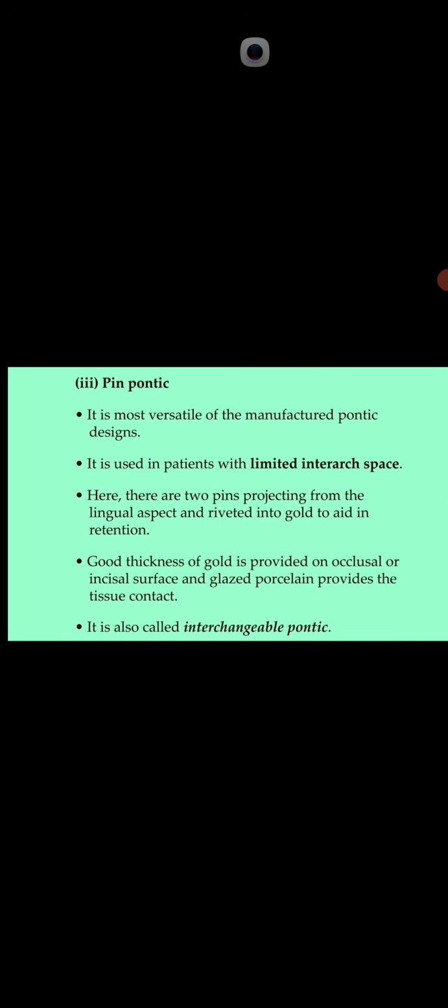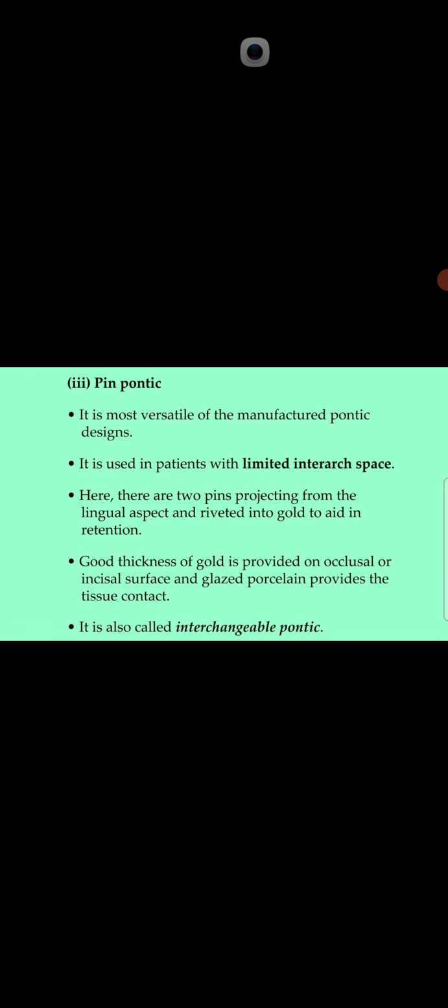Last is classification on the basis of material which we use for formation of the pontics. Look at A, there are all metal. In B, metal and ceramic. C, all ceramic. And D is the metal and acrylic. This is all about pontics, its design, its classification.